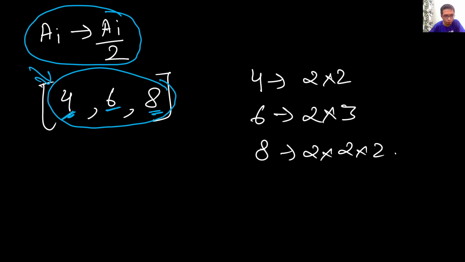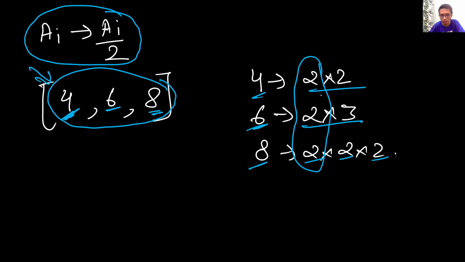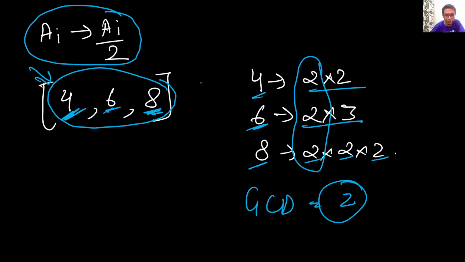So over here, 4 can be written as 2 cross 2, 6 can be written as 2 cross 3, and 8 can be written as 2 cross 2 cross 2. Over here, the common divisor is this 2. Other than this 2, we do not have any other common divisor. Hence, the GCD for these numbers would be 2. Now, if all these numbers are even, then we can perform this operation on any of these 3 array elements, either 4 or 6 or 8.